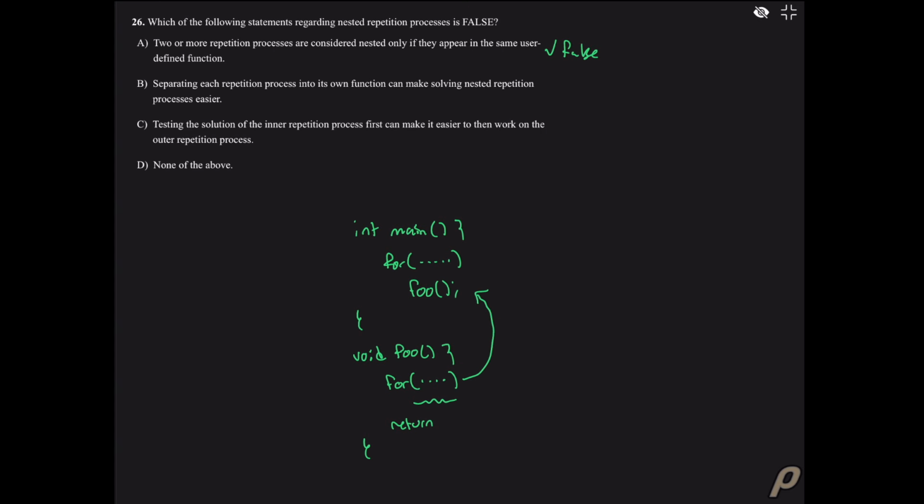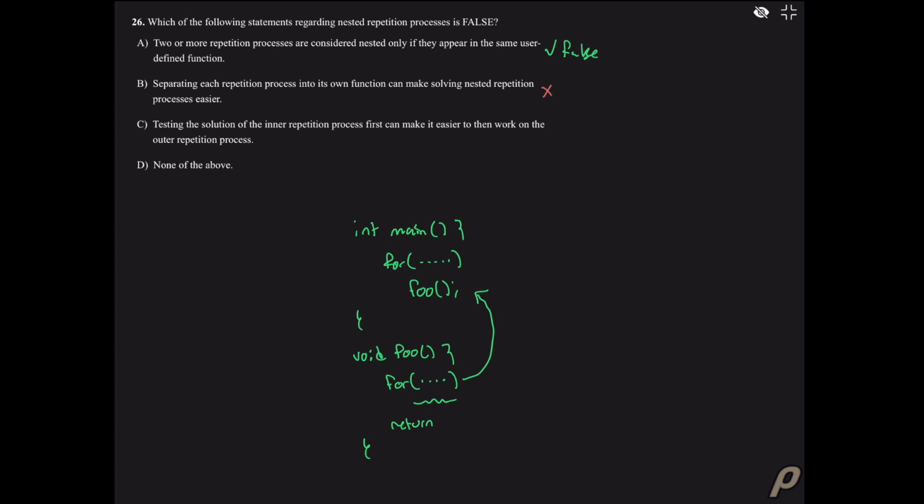And then we'll check the validity of B and C just to check. So B states that separating each repetition process into its own function can make solving nested repetition processes easier. And this is true, just because, like in our example here, this is where we separate it into different functions, as sometimes the outside and the inside loops are doing something completely different. So putting them into different functions can make it a little bit easier to understand why it's working and how it's working properly.